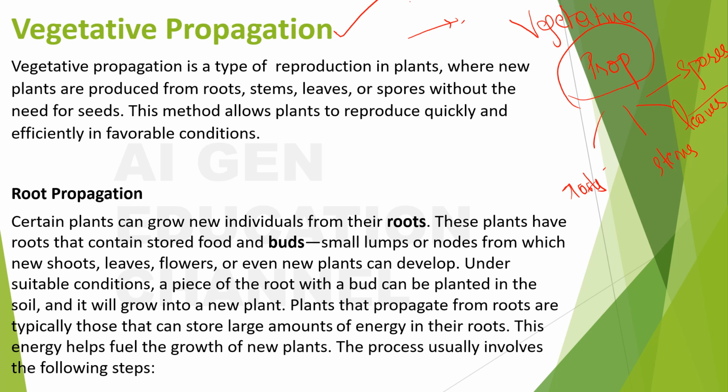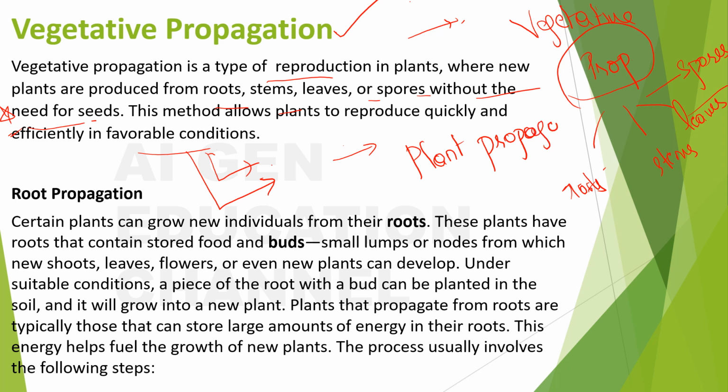Vegetative propagation is a type of reproduction in plants where new plants are produced from roots, stems, leaves or spores without the need for seeds. Okay, so here we won't need the seeds. This method allows plants to reproduce quickly and efficiently in favorable conditions, right? So even for this, the favorable conditions is a must. Whatever may be the type of propagation, be it propagation through seeds or vegetative propagation, the favorable conditions is a must for the plant to propagate or a new plant to grow. Got it? Now, we shall look into root propagation.